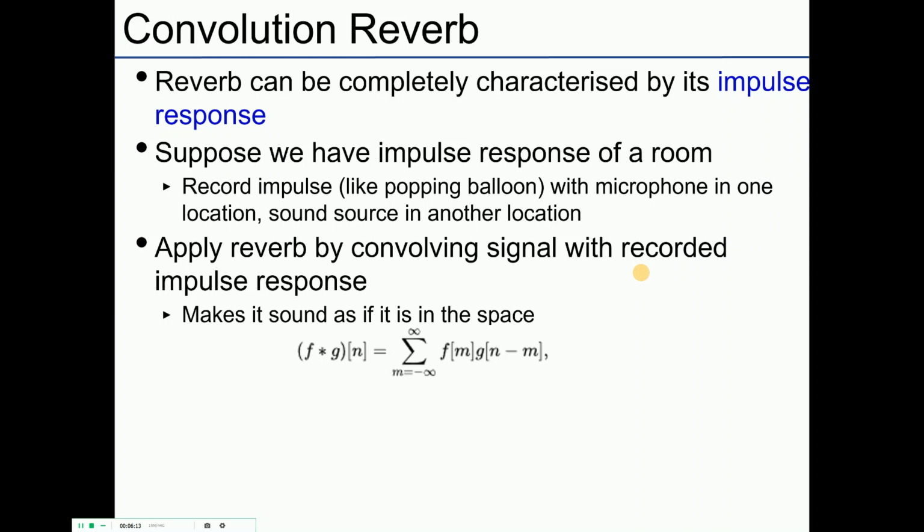So, given that there are strong justifications for using reverb, given that the impulse response that characterizes reverb can be recorded, we can move on to look at how to do this as an audio effect using the Web Audio API. And this is done using convolution.